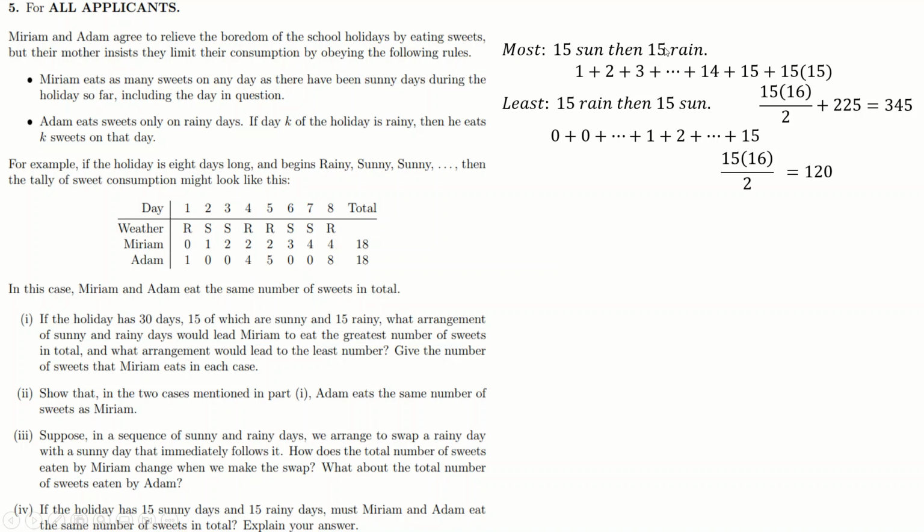So here, the 16th day is rainy. He can't eat anything for the first 15. The 16th day is rainy, so he can eat 16. Then the 17th day is rainy, so he can eat 17, and the 18th, and so on, all the way up to the 30th, where he can eat 30.